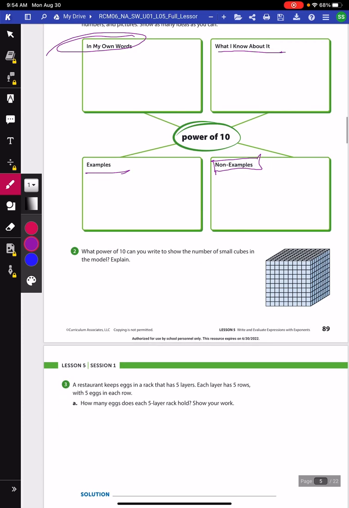All right. Number 2, what power of 10 can you write to show the number of small cubes in the model? So we have 10 this way. So 10 for the length, 10 for the width, and 10 for the height. So we have 10 times 10 times 10 more. So 10 times itself 3 times would be 10 cubed, which would be 10 times 10 times 10.